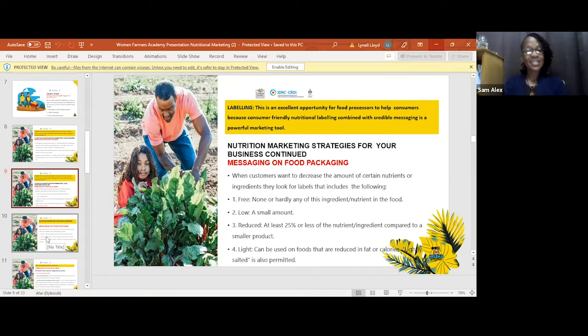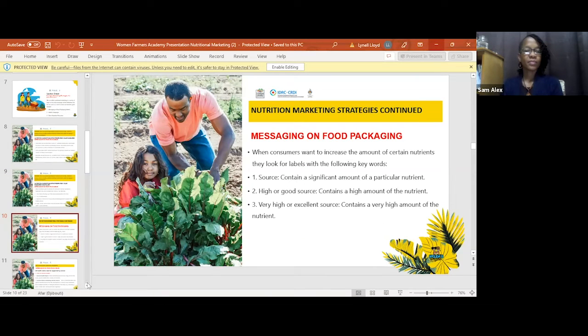And then we have light, which can be used on foods that are reduced in fat and calories, or lightly salted is also permitted for persons watching their salt intake, like for nuts and so on. Linel, just pull up the label for me, please, of the cereal box. No, we're not on that one yet. We're going to the cereal box first.